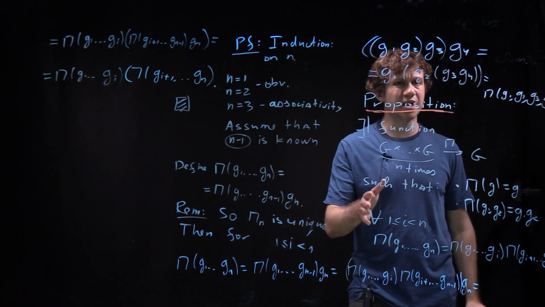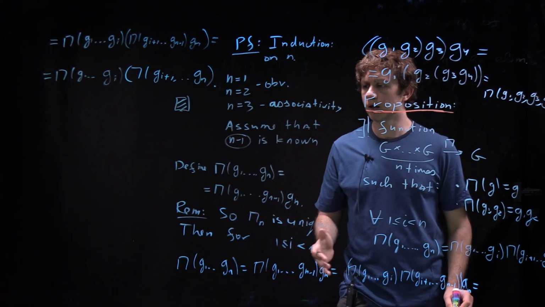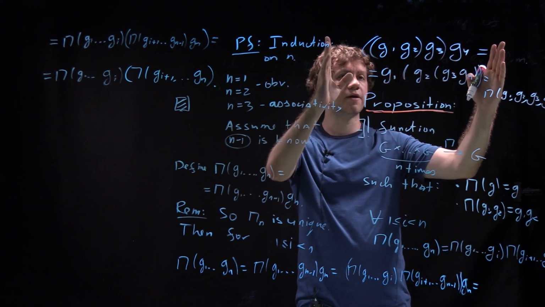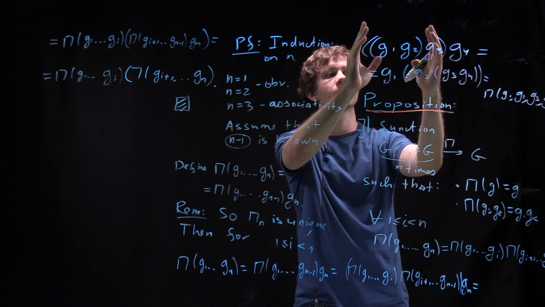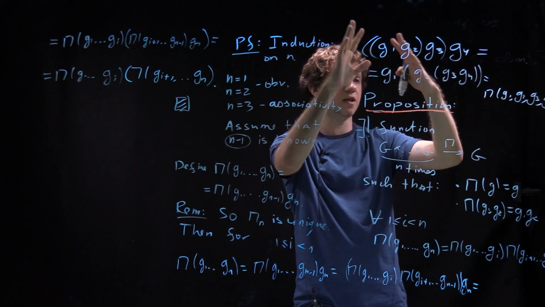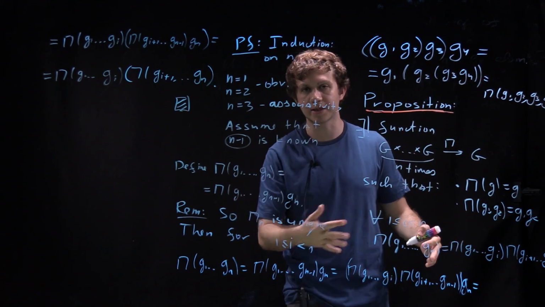So you see basically what I did, in somewhat colloquial language. I just said, okay, you have n elements, let's just multiply first two, then the third, then the fourth, and so on. And then by induction, I proved I can change brackets as I like.